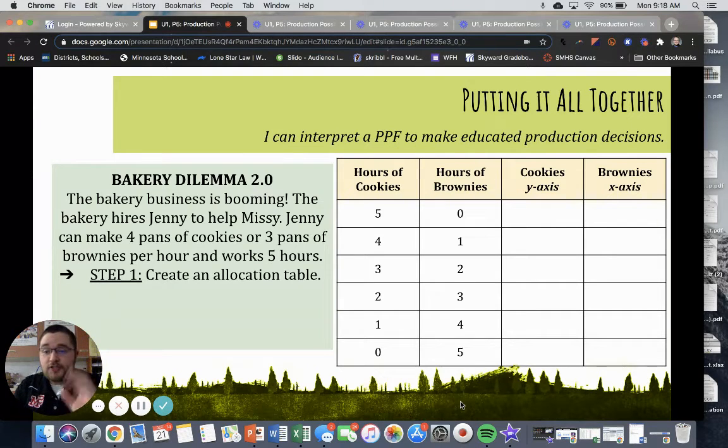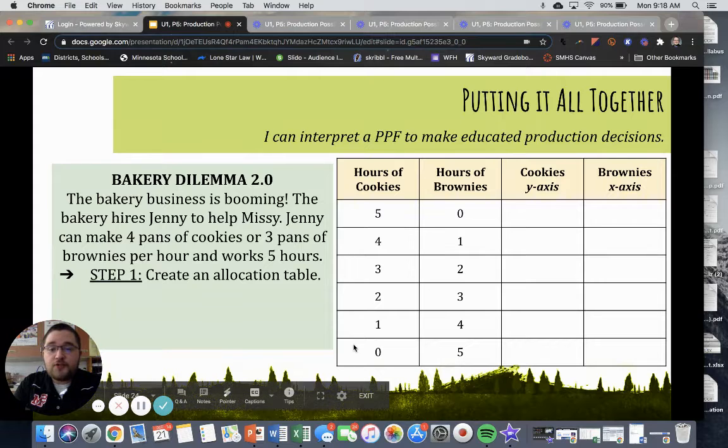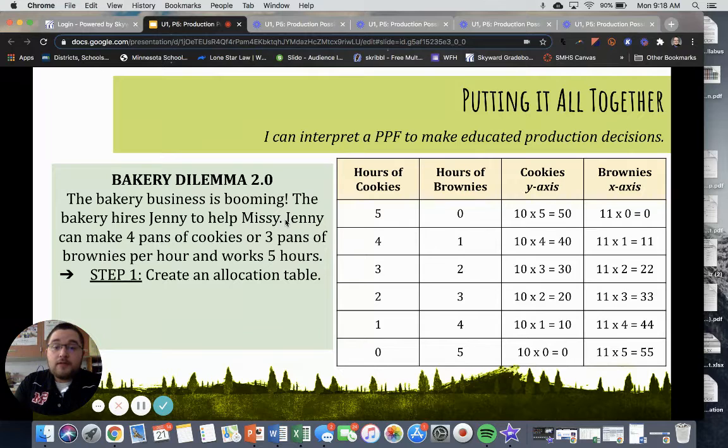So the first step was creating that allocation table. And remember, I left you off in that previous video with a hint. You are going to have to take into account Missy and Jenny's cooking skills, baking skills. So again, if we add everything together, they can produce 10 pans of cookies in an hour or 11 pans of brownies in an hour.